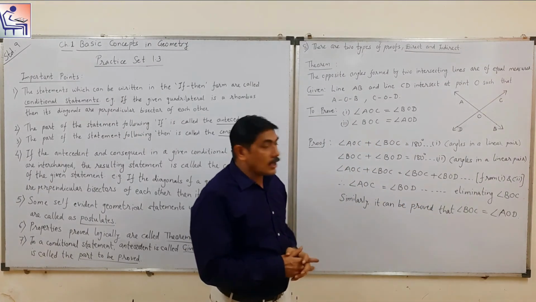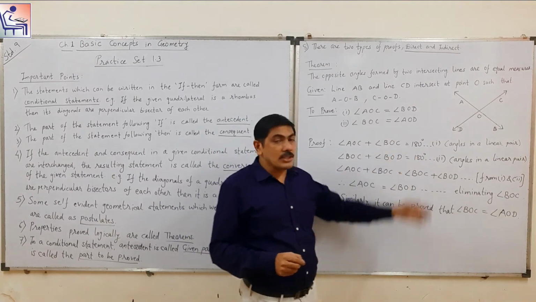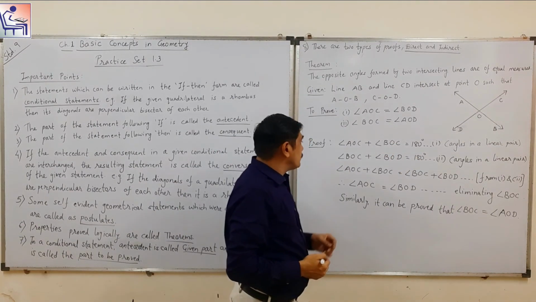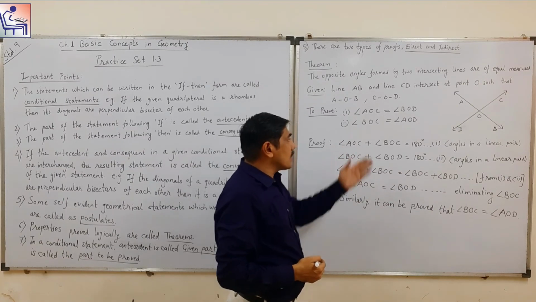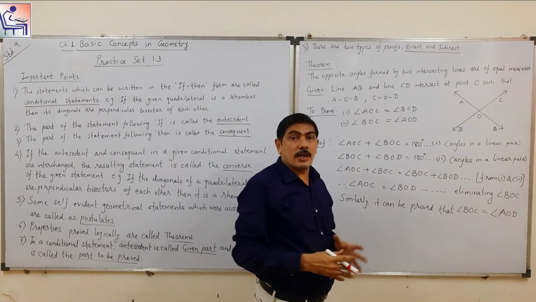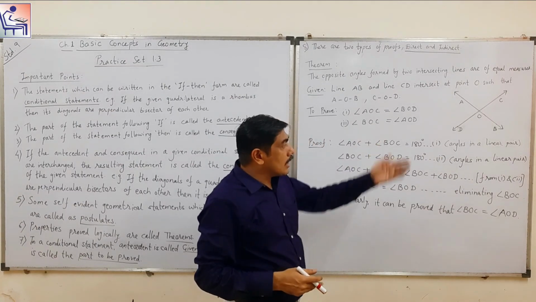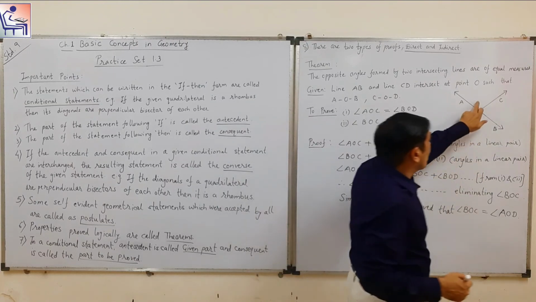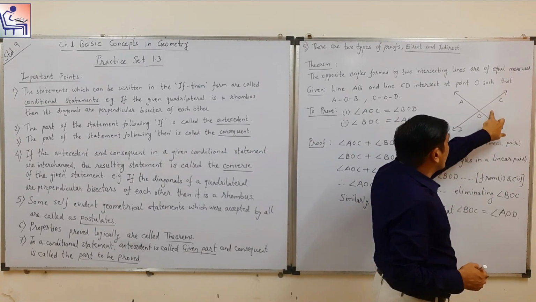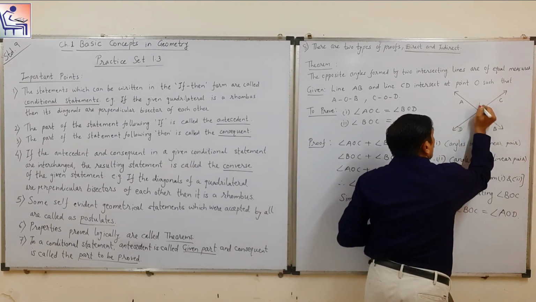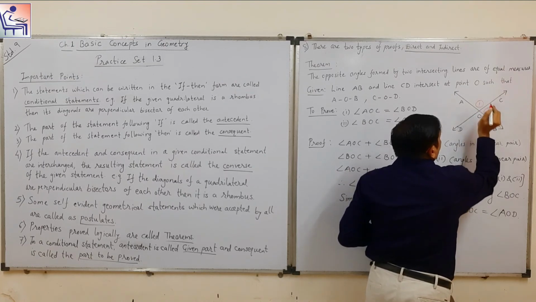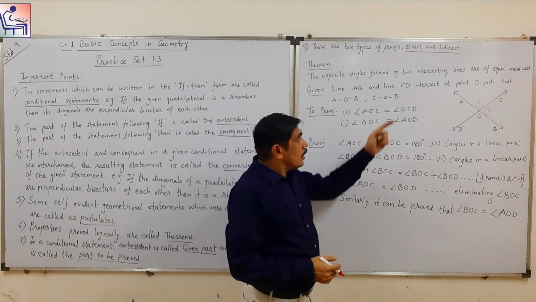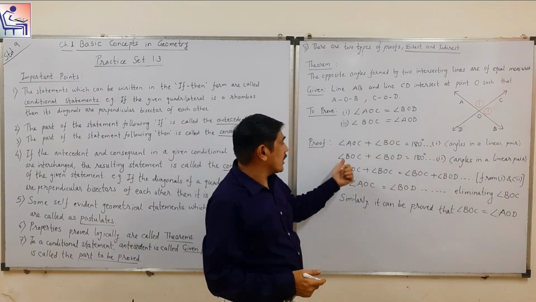Proof. Here we know that angles in a linear pair are always of 180 degrees. Now we will prove angle AOC plus angle BOC is equal to 180 degrees. Angles in a linear pair. This is the first statement.